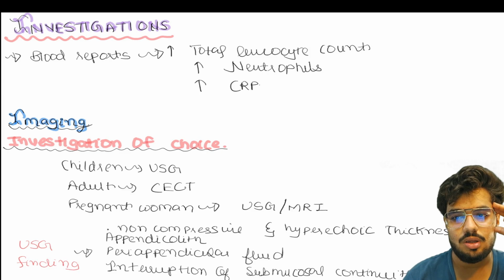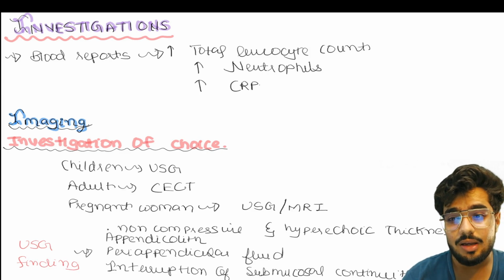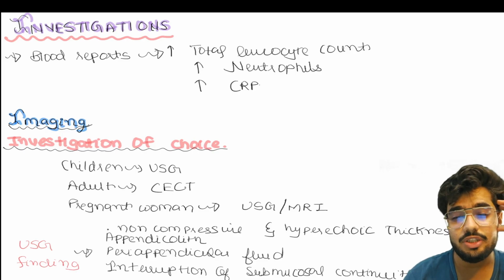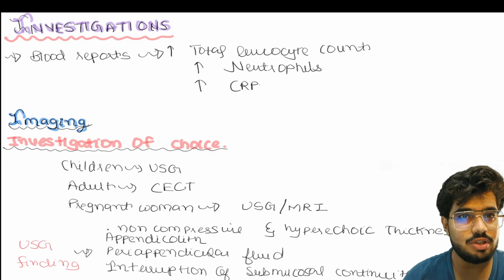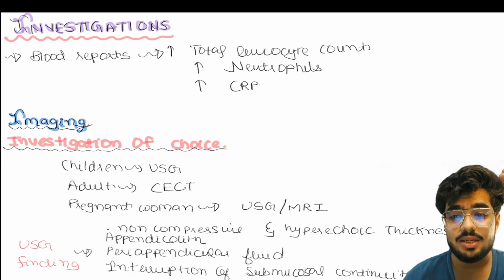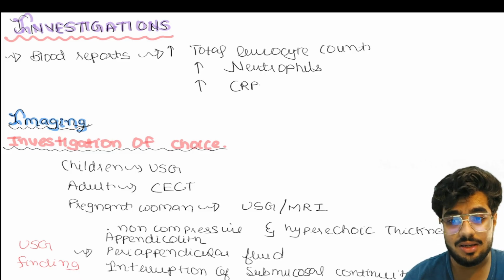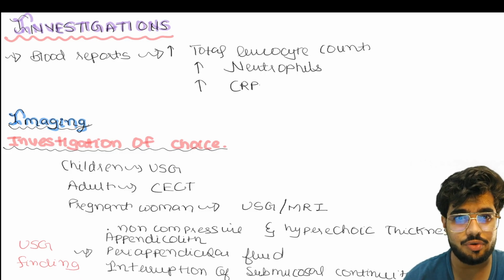Now imaging, we have two or three options to do, but what is the investigation of choice? Which investigation are we going to do in a specific patient? First, if it is a child, we're going to perform USG. In adults, we can perform CECT. CECT is the imaging of choice, investigation of choice. Usually we do USG, but CECT is the investigation of choice.